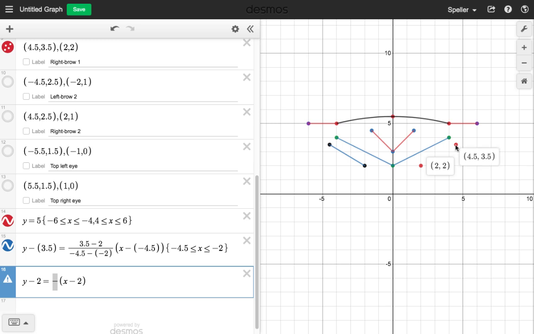All right, and then we're going to place in this slope here. We're going to take the difference of the y values, which is going to be 3.5 minus 2. So 3.5 minus 2, and then let's subtract those x values, and that's going to be 4.5 minus 2. So 4.5 minus 2, and we need to place in the domain, and the domain here is from 2 to 4.5. So 2 less than or equal to x less than or equal to 4.5.